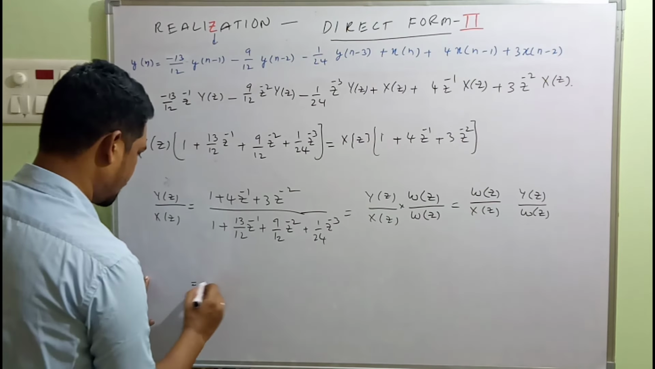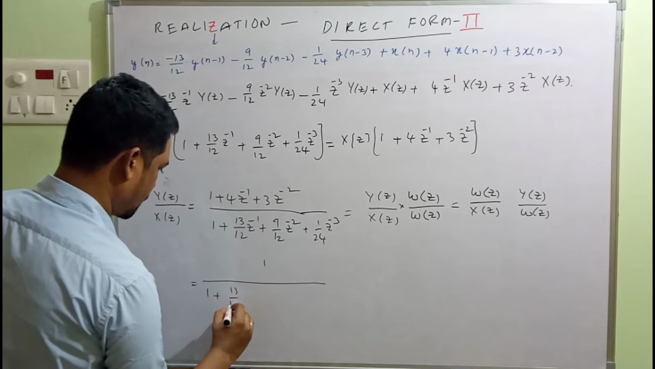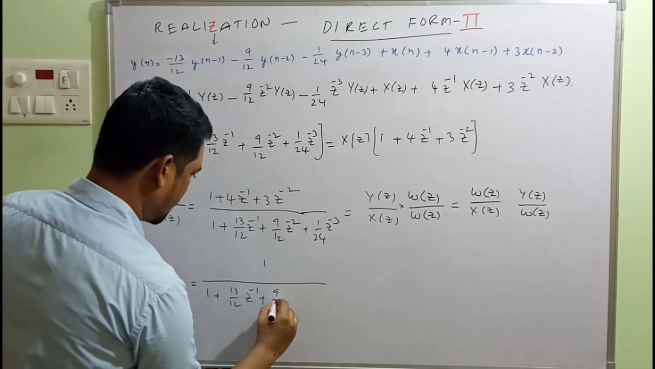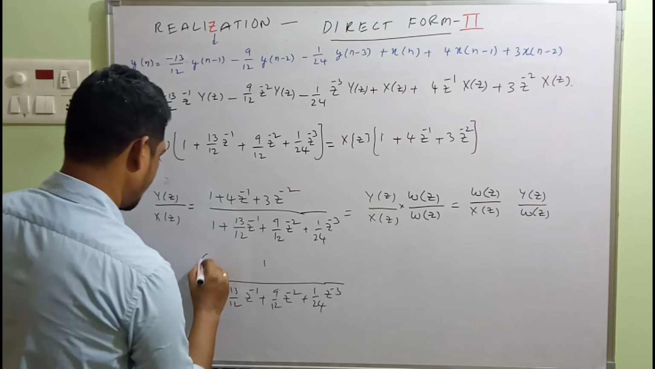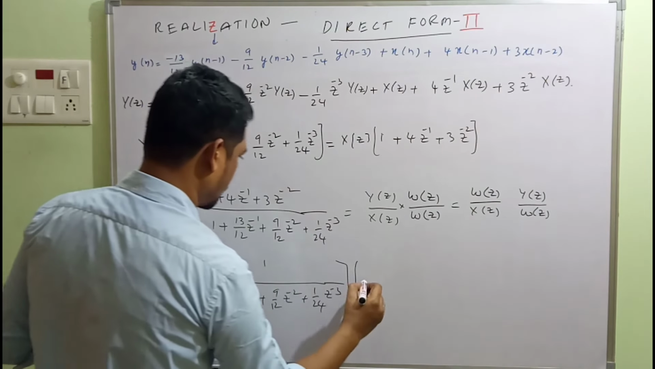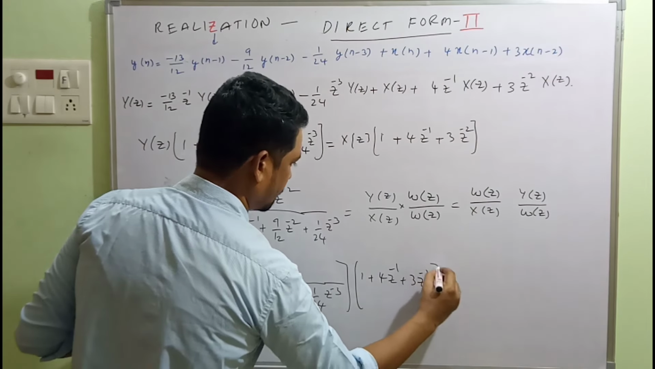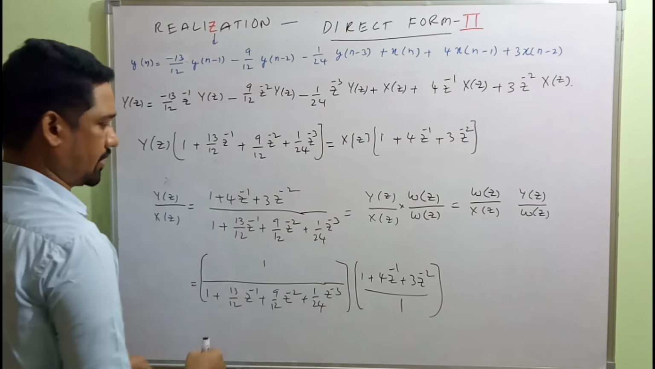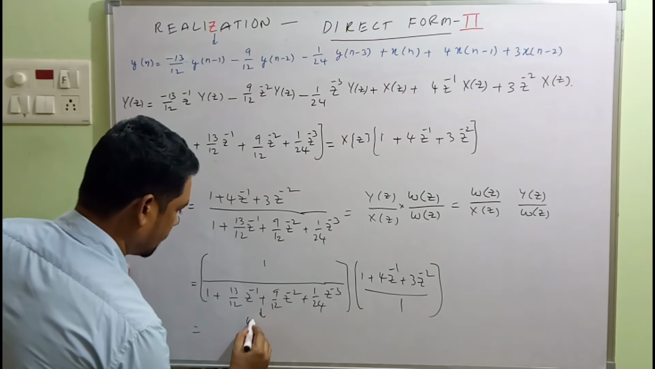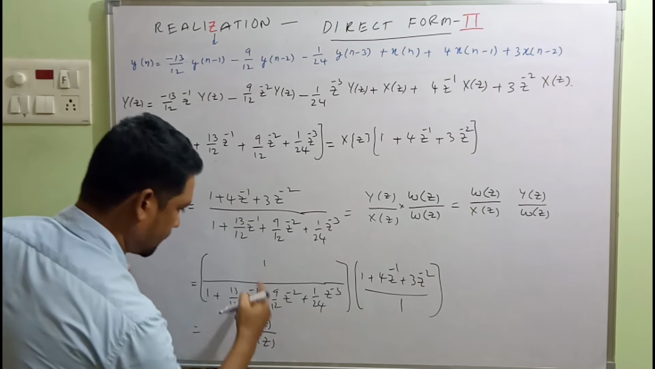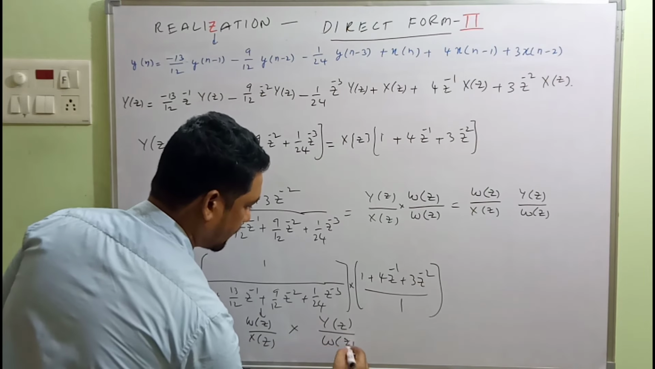In the sense, how can this be written? It's 1 by 1 plus 13 by 12 z raised to minus 1 plus 9 by 12 z raised to minus 2 plus 1 by 24 z raised to minus 3, isn't it? This entire thing into, can this be written as this one? Into this one, 1 plus 4 z raised to minus 1 plus 3 z raised to minus 2, by 1. So multiplying this, we'll get back to that. Now let us consider this ratio: w of z by x of z, into y of z by w of z.